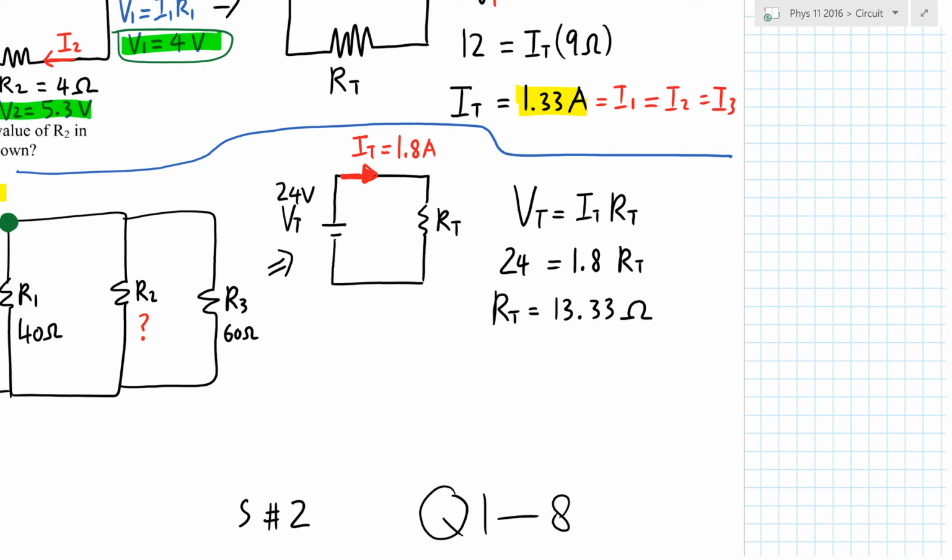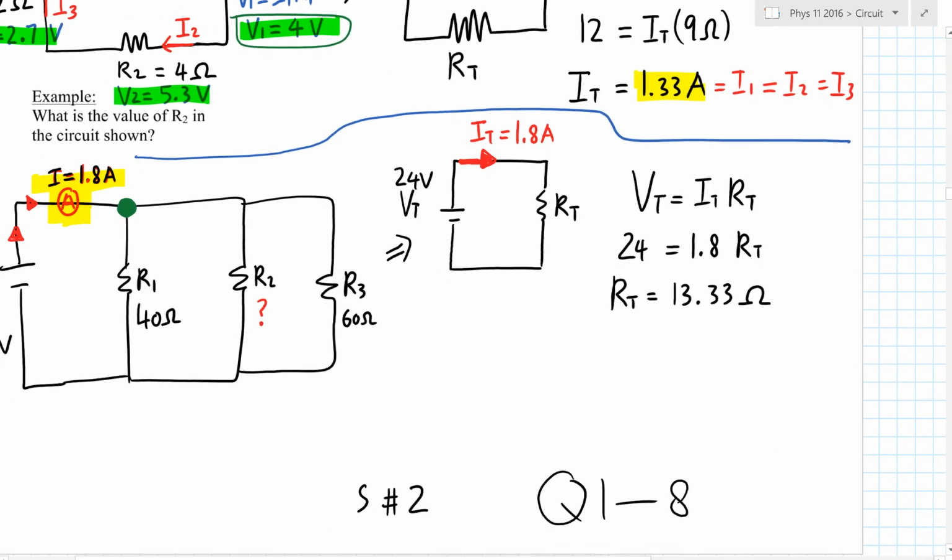Now, in order to find this though, these three resistors are connected in parallel, not in series. The last question was in series. So they're connected in parallel. That means the equation to actually find the total resistance is the one with the reciprocal thing. So 1 over R total equals 1 over R1 plus 1 over R2 plus 1 over R3.